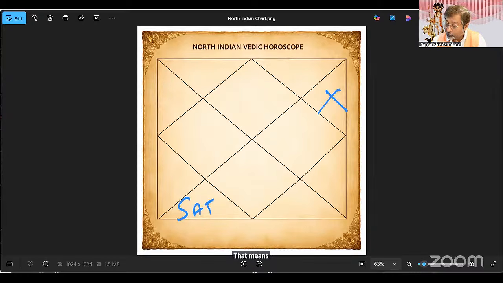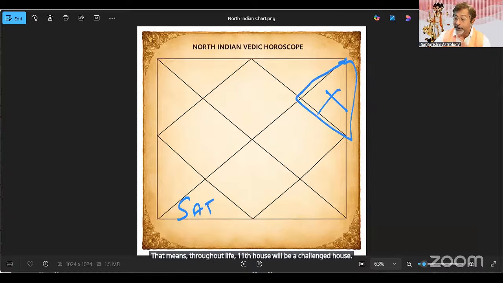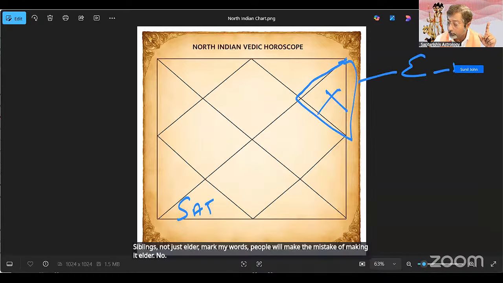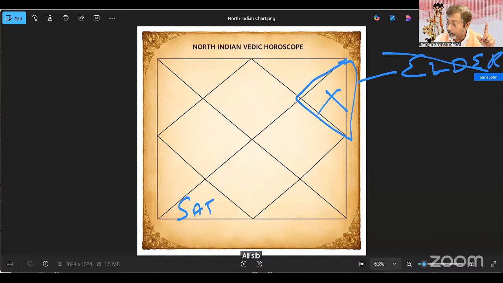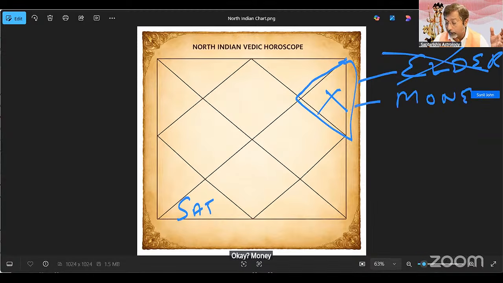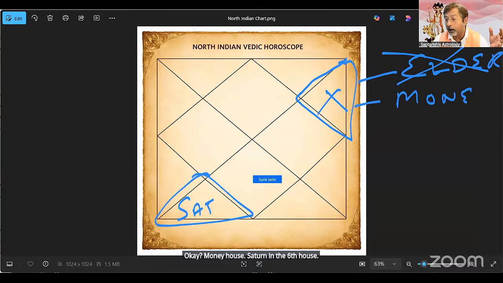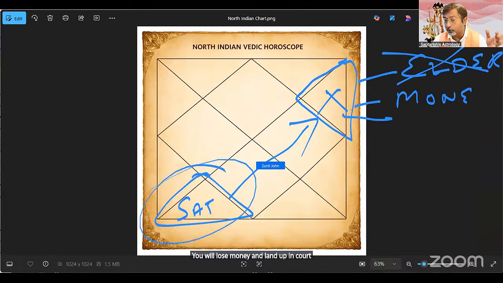That means throughout life, the 11th house will be a challenged house. Siblings, not just elder. Mark my words. People will make the mistake of making it elder. No. All siblings' life can be challenged. Your desires can be challenged. Getting a job, income. This is the money house, correct? Money house. Saturn in the 6th house: you will lose money and land up in court. The 6th house is court. You land up in court or fights because of money.